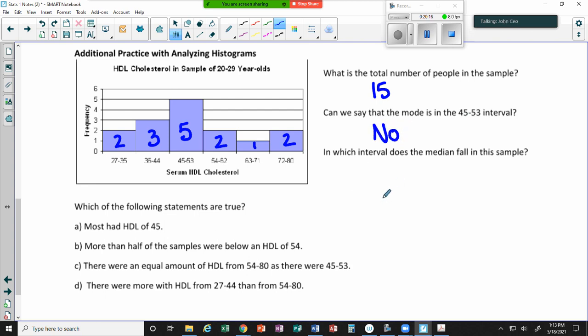In which interval does the median fall in this sample? So what would the middle number of the data be? Well, think about this. There's 5 of them here, right? And there's 5 of them here, so where's the middle number got to be? In there, right? Does that make sense? So the median falls in 45 to 53.